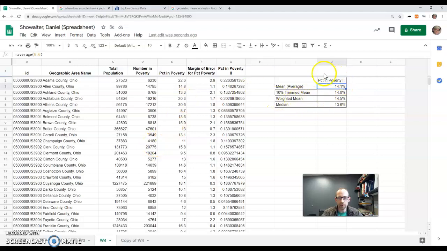Okay, by now you should have the four measures of center. I did change this to percent in poverty too because these are based on your calculated values. And notice that if I were to change one of these values, all of these values should change. Let me change it to an absurdly high number and watch what happens.